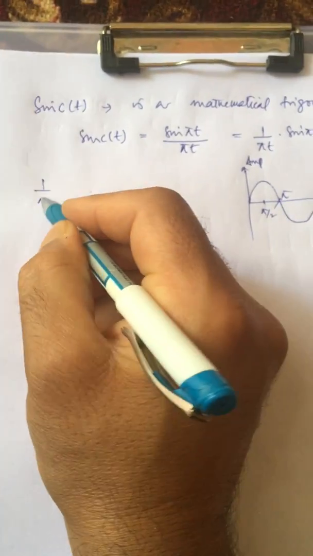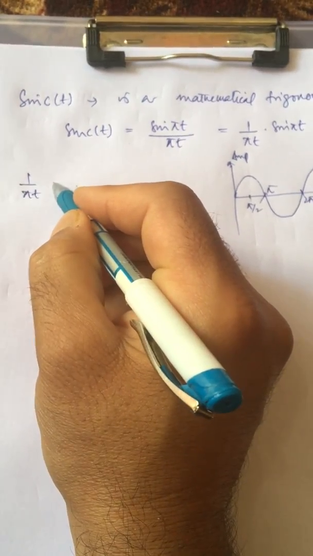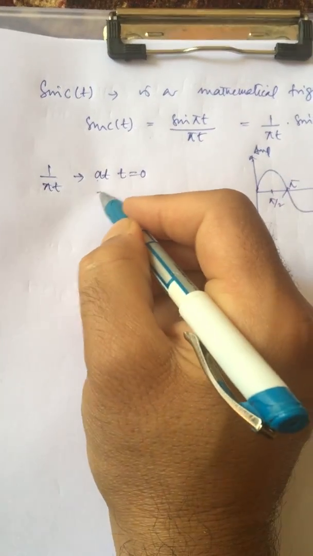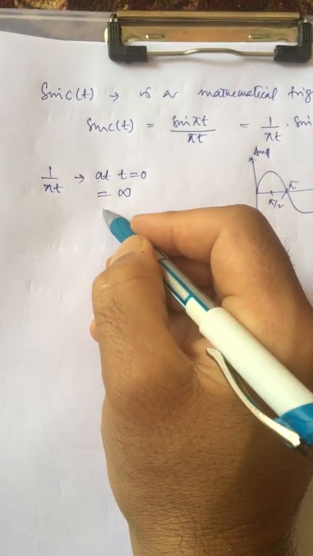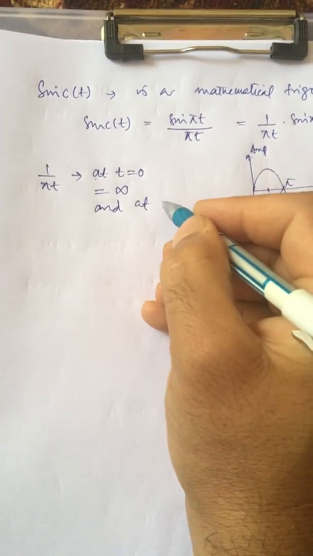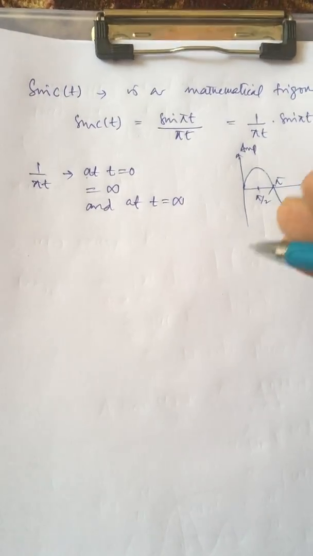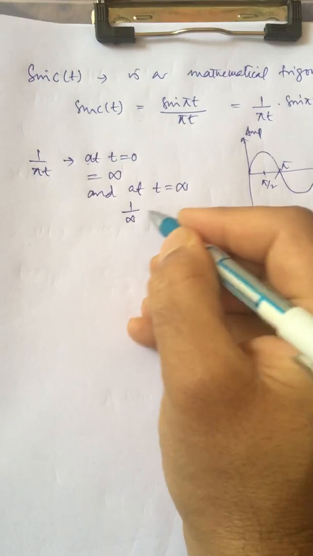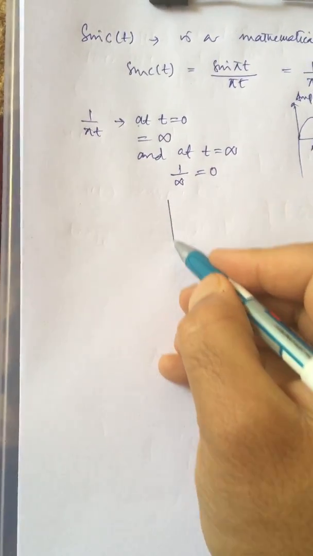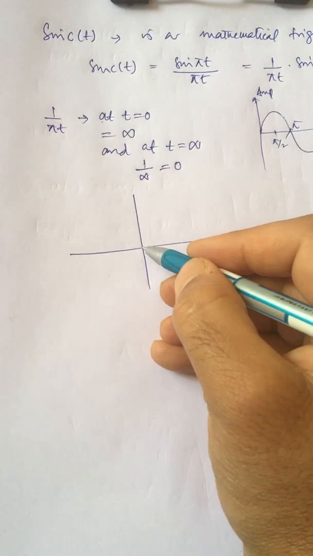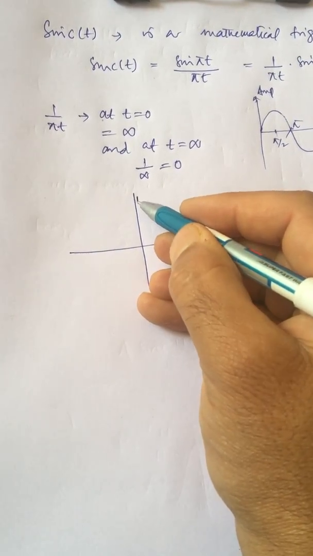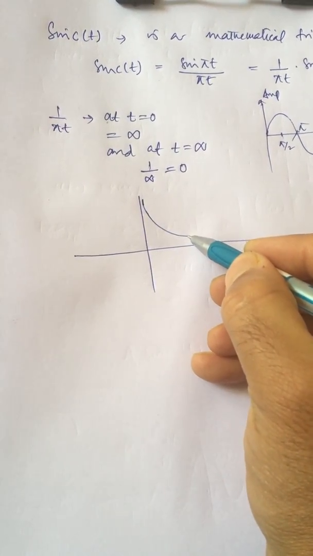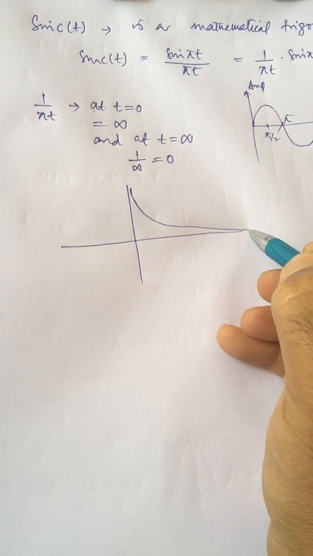And for 1 by pi t, if we plot a graph, we'll see that at t is equal to 0, this function will have a value of infinity. And at t is equal to infinity, what will be the value? It will be 1 by infinity, and that will be 0. So if we plot 1 by pi t, at 0 it will be infinity. It will be like this, and at infinity it will tend to be 0. So it will be an exponential function which will tend to 0 at infinity.